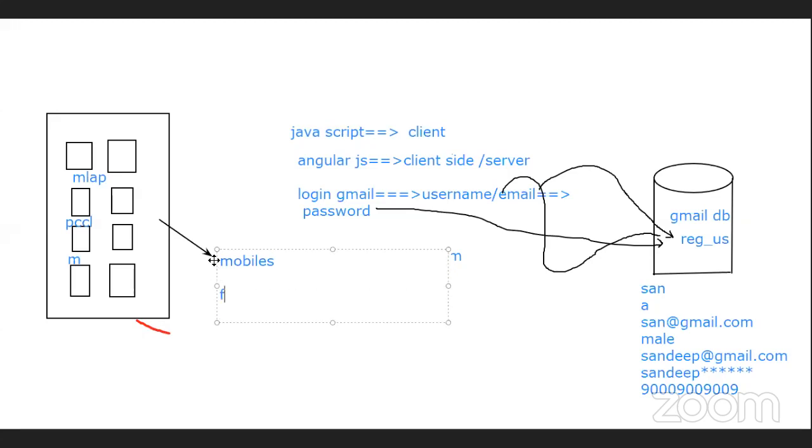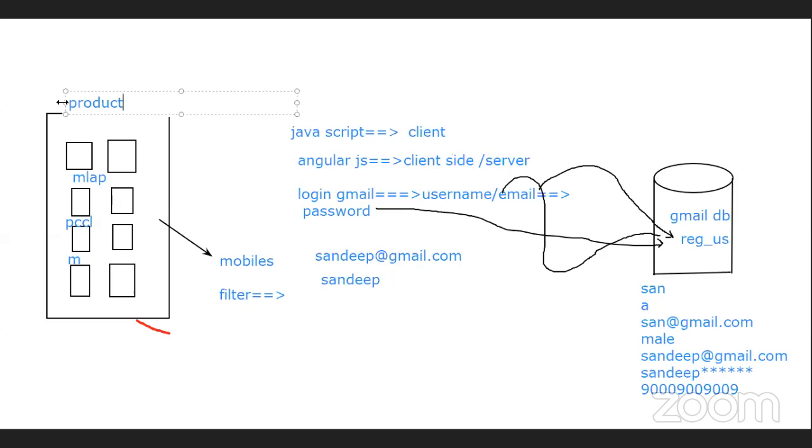application: filter. These filters run without changing the page. Whenever we have a page in a web application, this page we call products. So this is a products page.